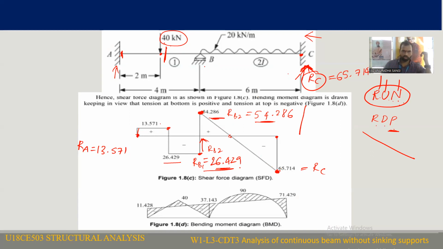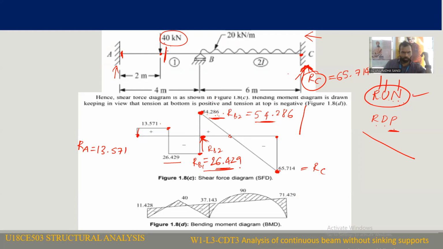Again, moving on, the resultant here is 54.286. RB2 is 54.286, which will be negative, so we deduct: 54.286 minus 54.286, and we get the shear force at this point as 0. Again, if we move forward, we get RB1. RB1 intensity is 26.429, acting in the upward direction. So right side upward force will be negative, and we need to represent it on the negative side.